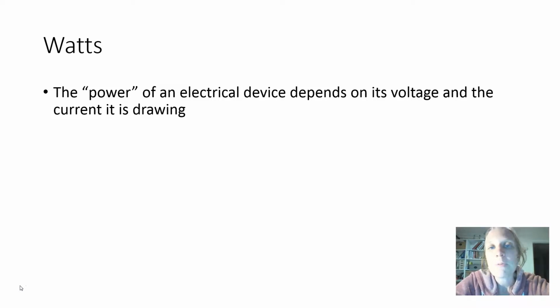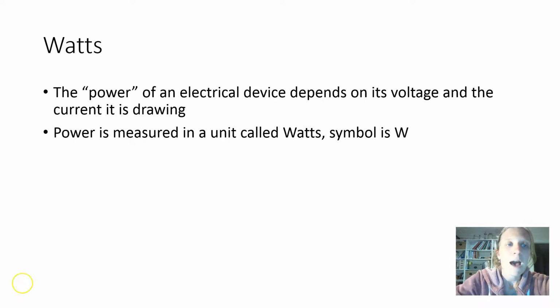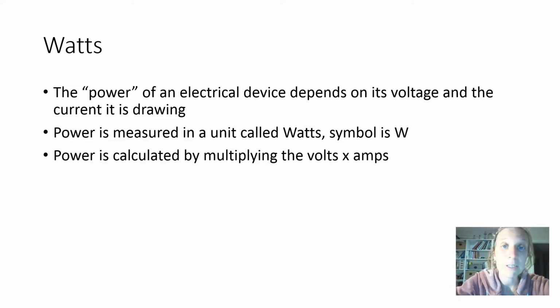Likewise, if you were to keep the energy of the electrons the same, but push more electrons through every second, that is, increase the current, then you would also increase the power of that electrical circuit. Power is measured in a unit called watts, and the symbol is a capital W. Because the power, or the watts, of a device depends on both voltage and current, power can be calculated by multiplying the volts times the amps.